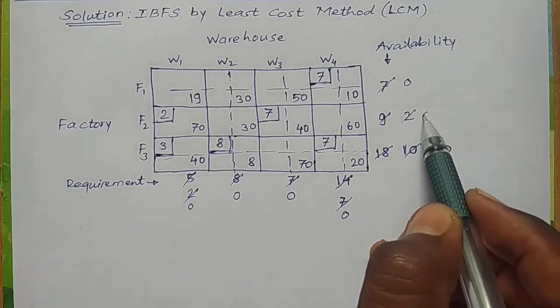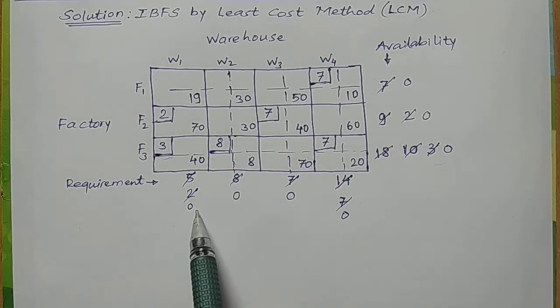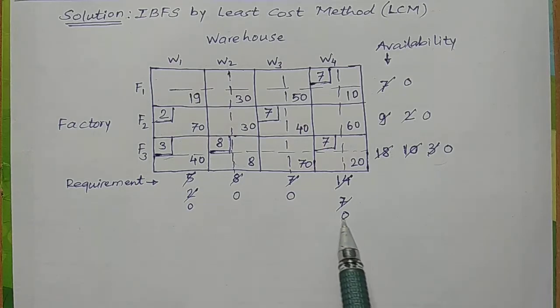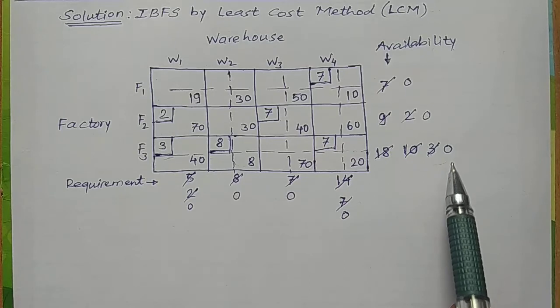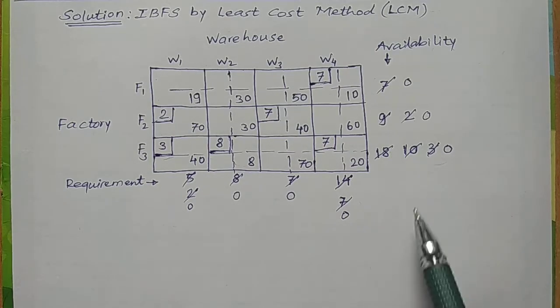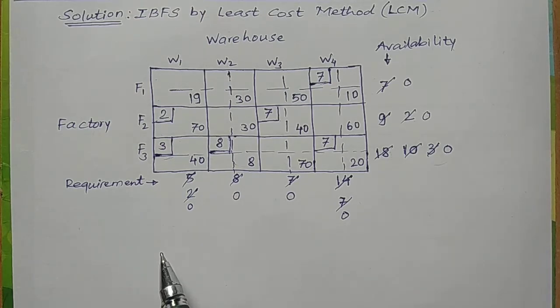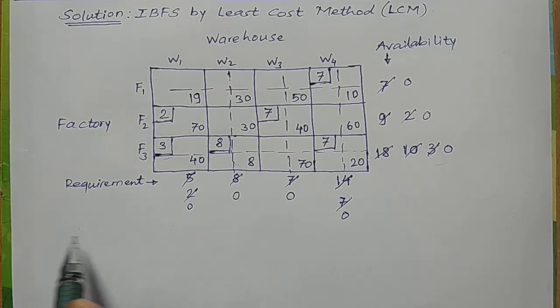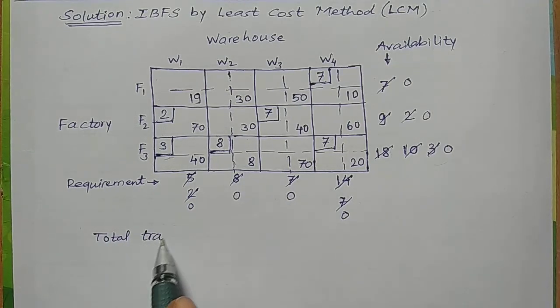So now availability has become 0, requirement has become 0. If you observe here, all the requirements are satisfied and all the availabilities are completely utilized. Now therefore we have reached the solution. This is the initial solution by least cost method. Now let us find out the total transportation cost.